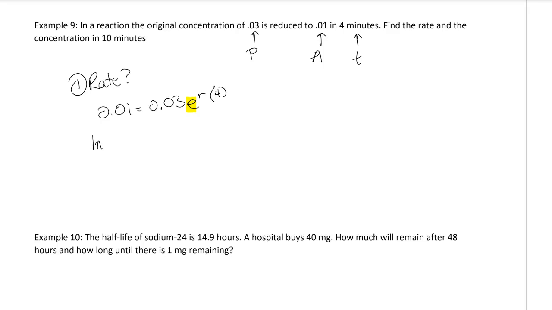So I'm going to take ln 0.01 equals... I'm taking the ln of all of this, so there's some product in there. ln of 0.03 plus 4R ln e, and this equals 1. So I'm going to try and isolate R from here. So I've got ln of 0.01 divided by 0.03, because I would have ended up subtracting it over here and using my quotient law. And then I'm going to divide that all by 4.